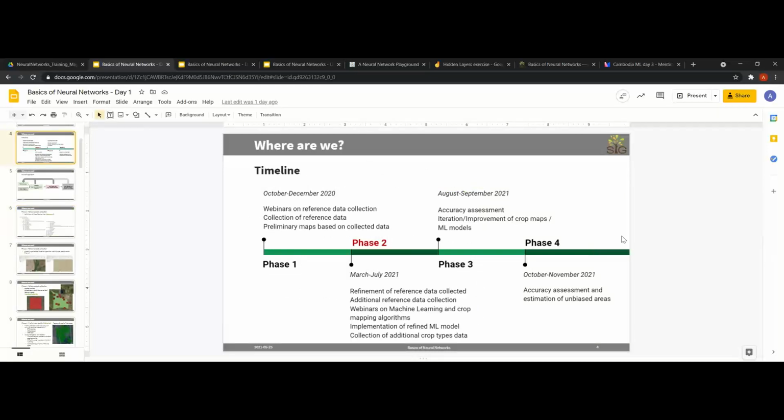Some crops are much easier than others, and we are testing many different algorithms now, also for the larger Mekong region. So I think this timeline really fits in with other activities that we're working on. Okay, that's good. So we keep working on our timeline.